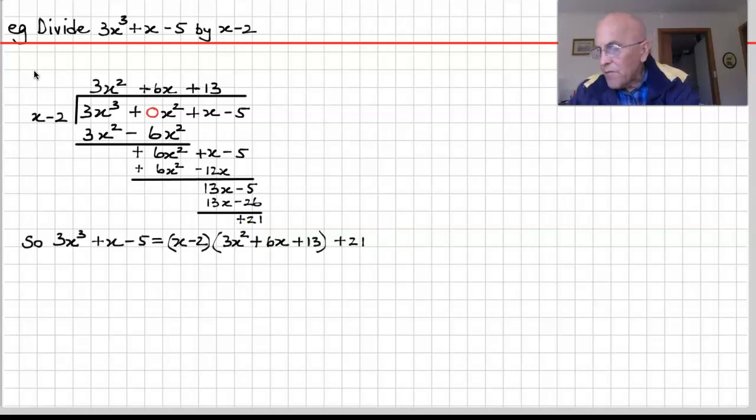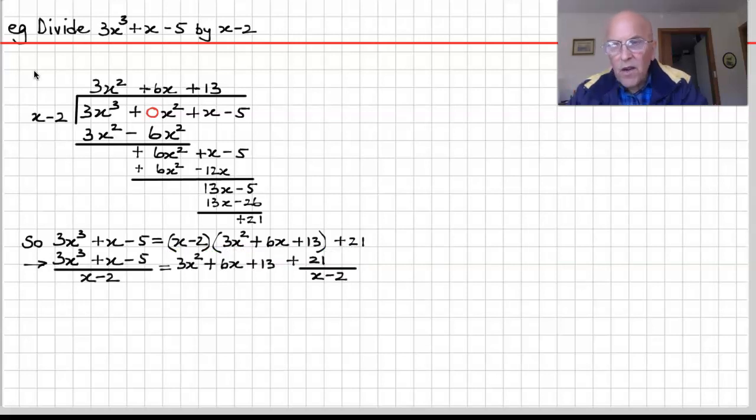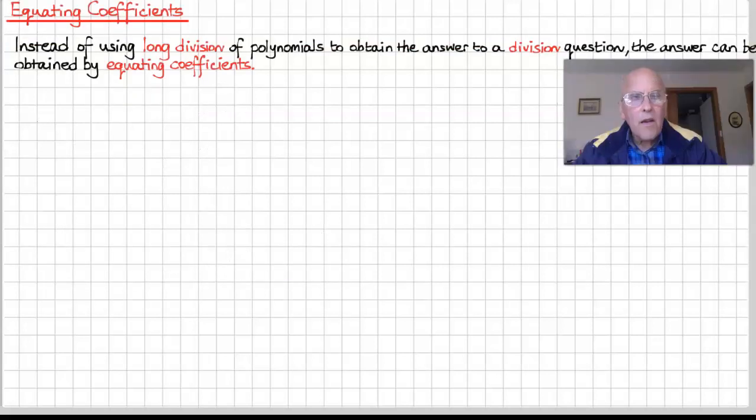So we can say that the polynomial here is equal to our divisor times our quotient plus the remainder, or if we want to divide both sides by the x minus 2, by the divisor, we can say that, okay? That's our answer.